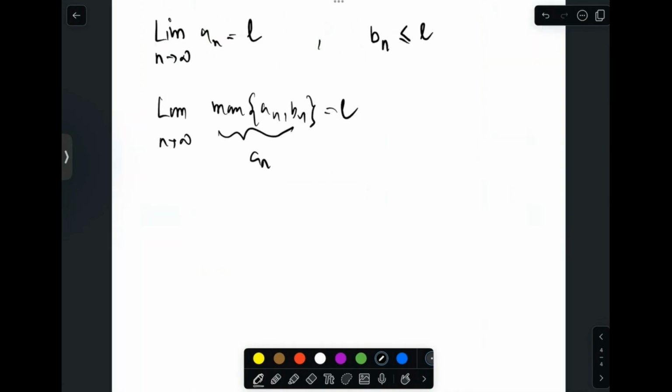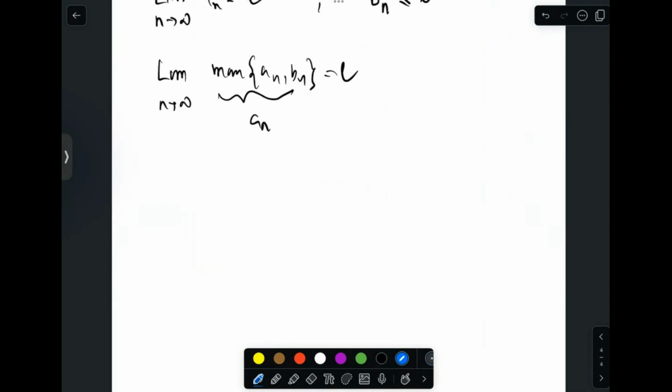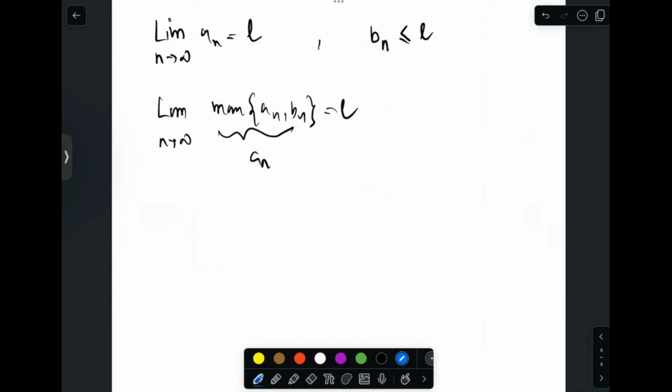Now let's again try to apply these methods that we have learned today. And we will not use epsilon delta. We will use the simple sandwich theorem. Sandwich theorem is very simple. So max of an and bn is less than or equal to. So you know the max of an and bn is greater than or equal to what? an, right? You know that max of an and bn is greater than or equal to an.